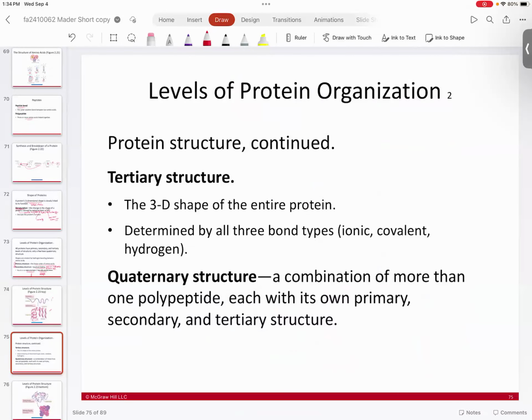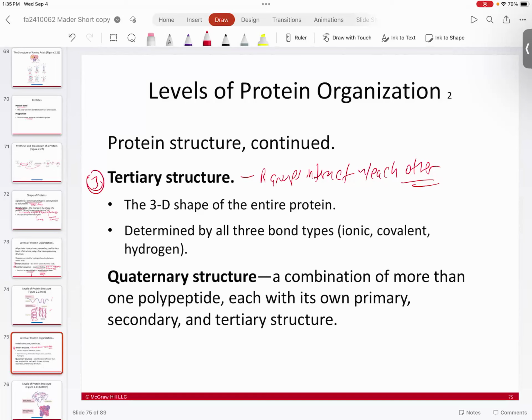The next level is what's called tertiary. In tertiary, this is essentially where the R groups interact with each other. Remember we just said that the R groups can be polar, non-polar, charged or non-charged, ring structures or non-ring structures. And so depending on what they are, they interact with each other.